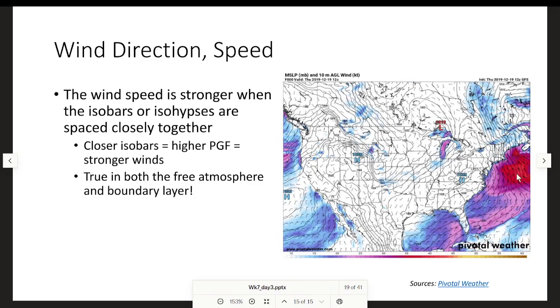Again, this is what I like about Pivotal Weather. They put a big red where it's going faster. So slower around here, and they're kind of farther spaced out, faster right here, and they're closer together.